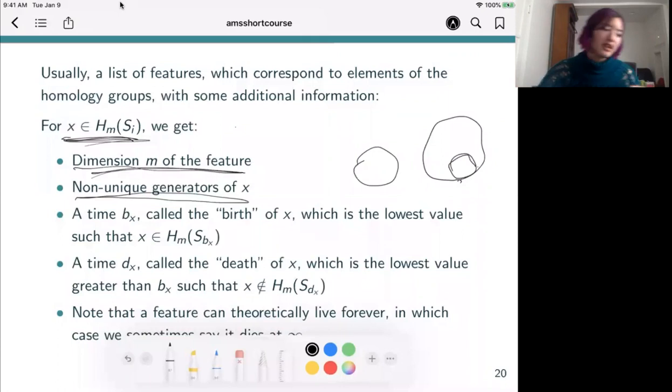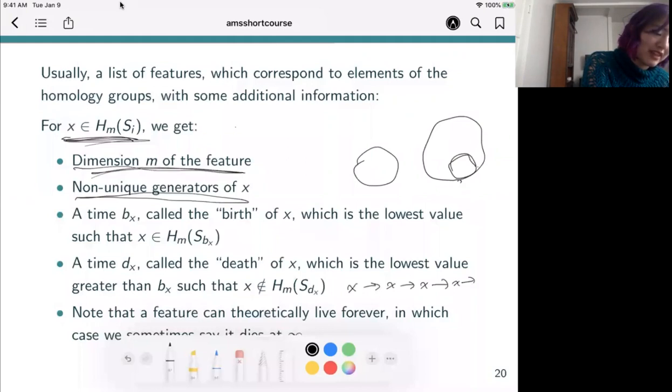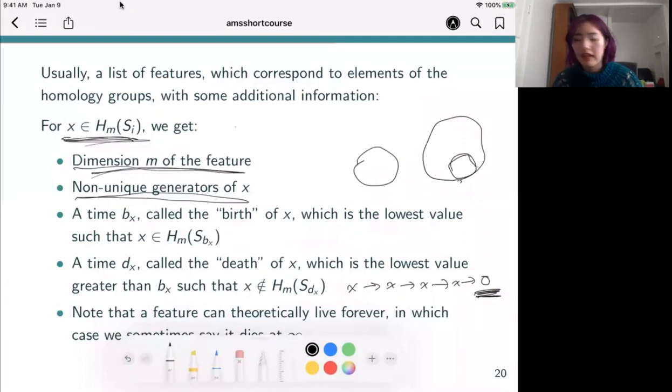So if we have X in a homology group, usually what happens is X pops up in one of the groups, it keeps going, it keeps going, and then maybe it eventually becomes zero. This place where it becomes zero is going to be the death of that particular element.